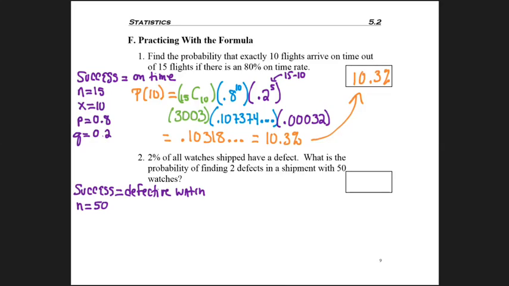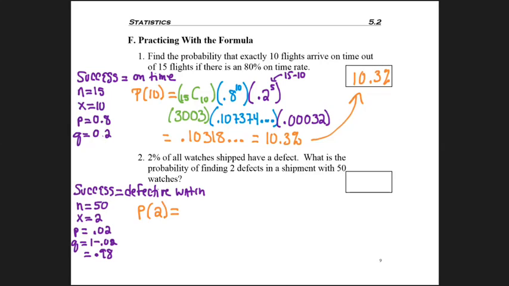My fixed number of trials: 50 watches. How many of those do we want to be successful, or in this case defective? 2. What's the probability any single watch is defective? 0.02. Be careful, don't forget 2% is 0.02 because we need to move the decimal 2 places to the left. So that means q, the probability of failure, although in this case that means a watch that works, would be 98% or 0.98 because it's the complement.